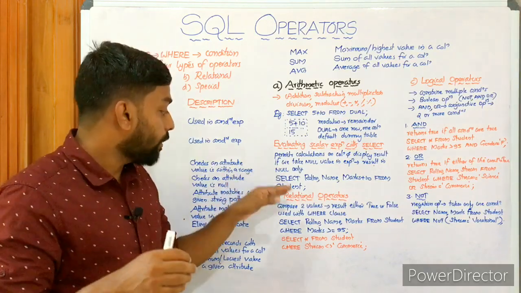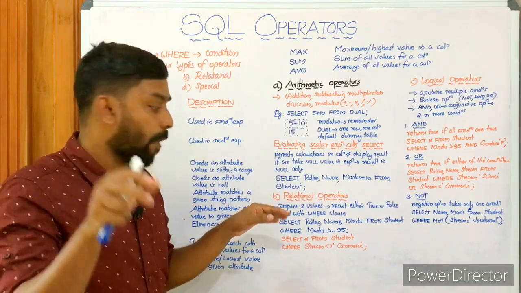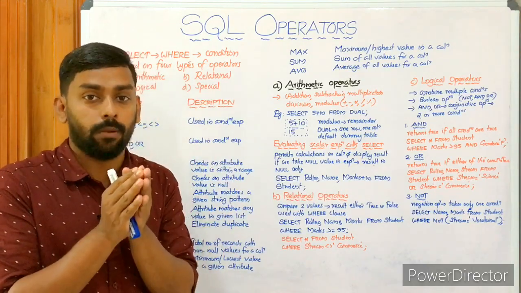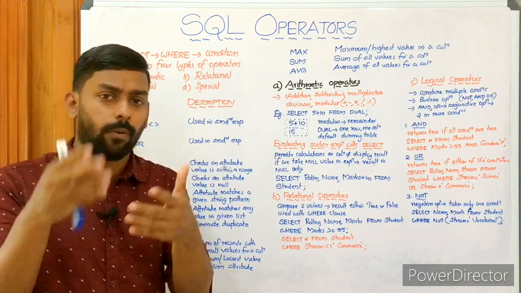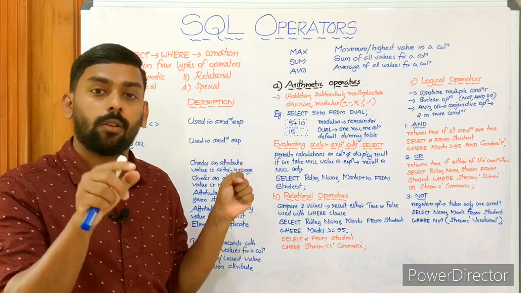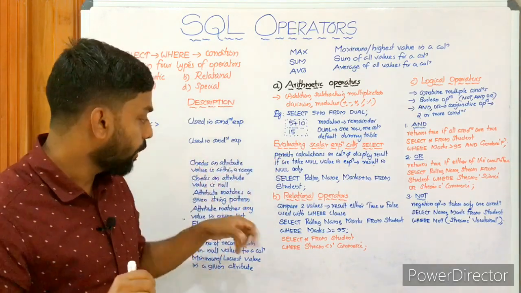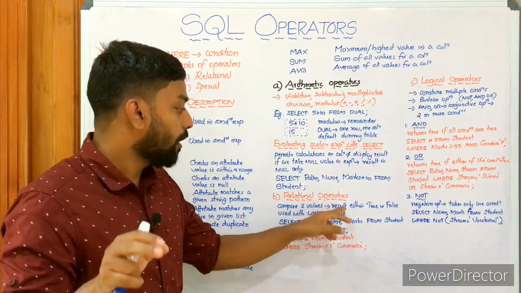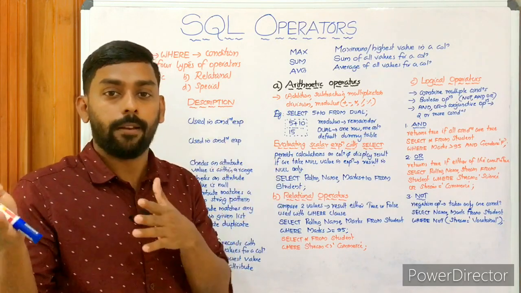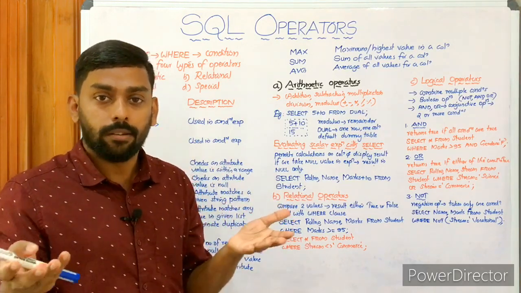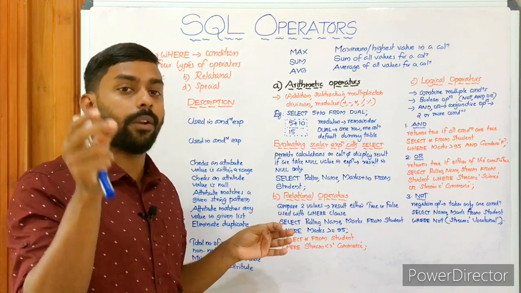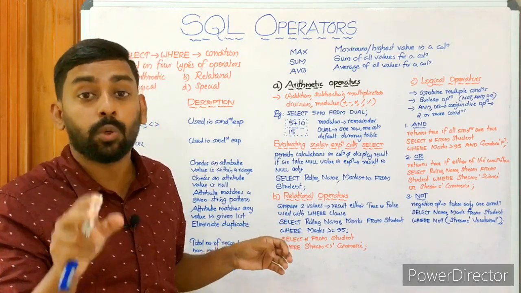Now let's look at the second type of operators, relational operators. As we know, relational operators are used to compare two values, or relate two values. The operators are equal to, less than, greater than, less than or equal to, greater than or equal to, not equal to. The result will be either true or false. When we compare 5 greater than 10, it returns false. 5 less than 10 returns true. That means the result of relational operators will definitely be either true or false.